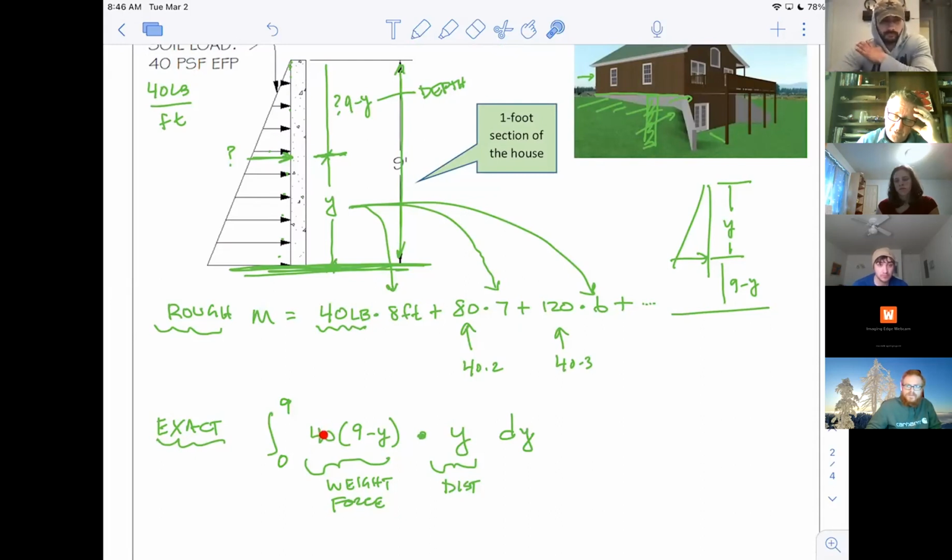So 40 pounds per square foot times feet, times feet, times feet. That's going to end up as feet times pounds in units, which is what torque is: a force times the distance. It's pounds times feet. So we just made the integral. Now that's a very takeable integral, so take it.